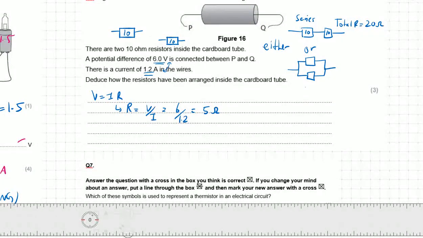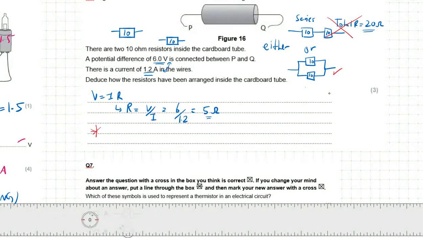And here they are in parallel. So parallel here, we have no idea how to work this out. But we do know that if they are in series, then it will give me 20 ohms. But here, I'm getting 5 ohms inside of it. So this tells me that it cannot be series. It cannot be series. The only possible answer will be in parallel. So we need to find a way to work this out.